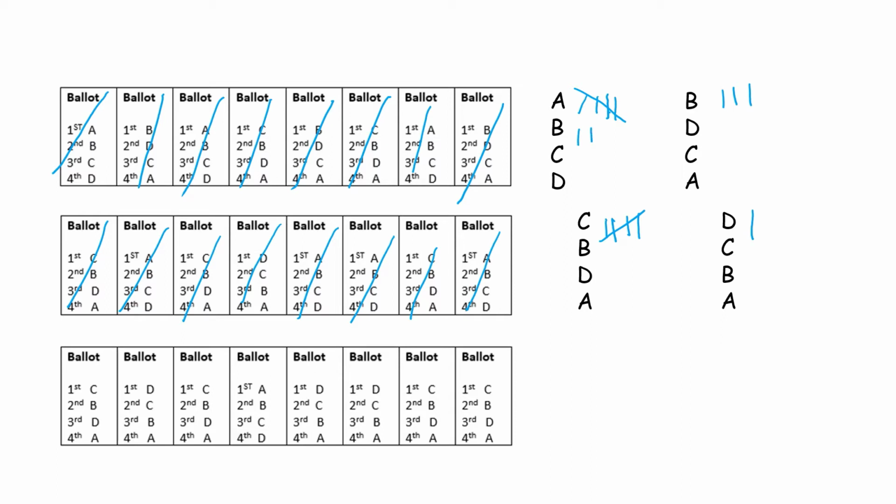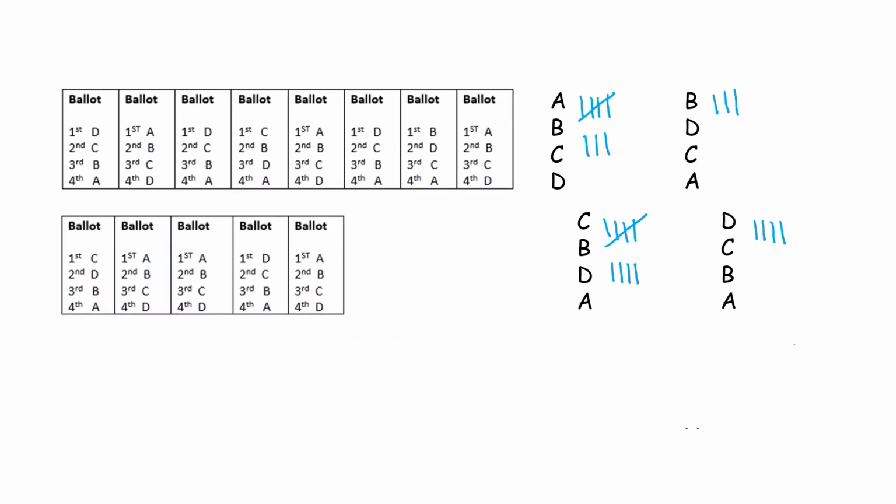Now let's go to the third row of ballots. We start with CBDA. Put a tally mark for it. Then DCBA. Put a tally mark for that one. CBDA. That's another one. ABCD. DCBA. Next one's another DCBA. Then we have a CBDA and another CBDA.